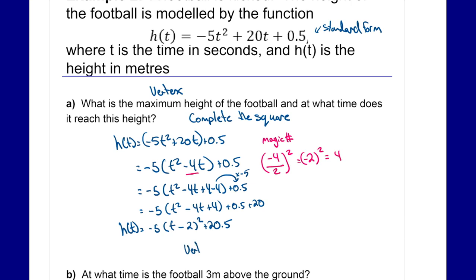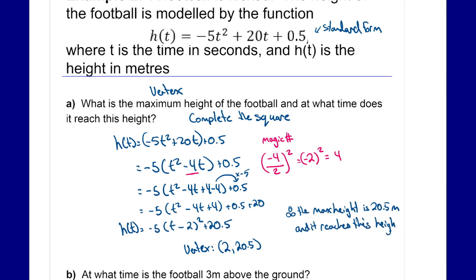Right? The vertex is (2, 20.5). And from there, I can say, therefore, the max height is 20.5 meters. And it reaches this height after 2 seconds. The x value of the vertex is the time. The y value is the height.